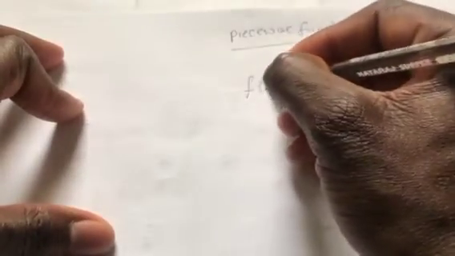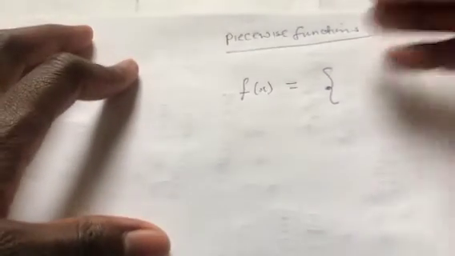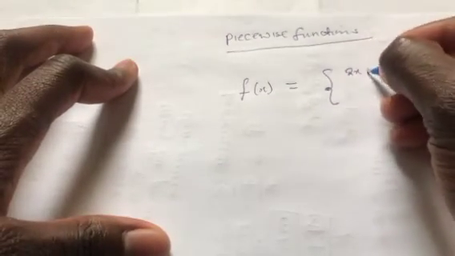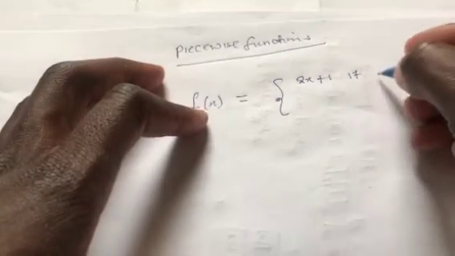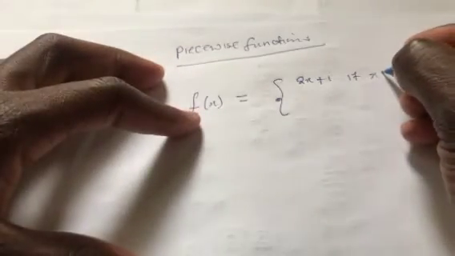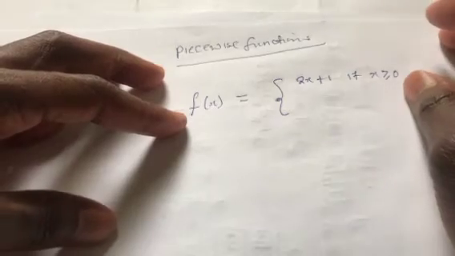Okay, so how do you determine if a function is a piecewise function? A function can only be said to be a piecewise function if it can be written in pieces or in piecewise intervals. For instance, suppose we have f of x, which is a piecewise function, and it can be written in pieces as follows. It can have 2x plus 1 if x is greater than or equal to 0. This shows that we're having that interval.